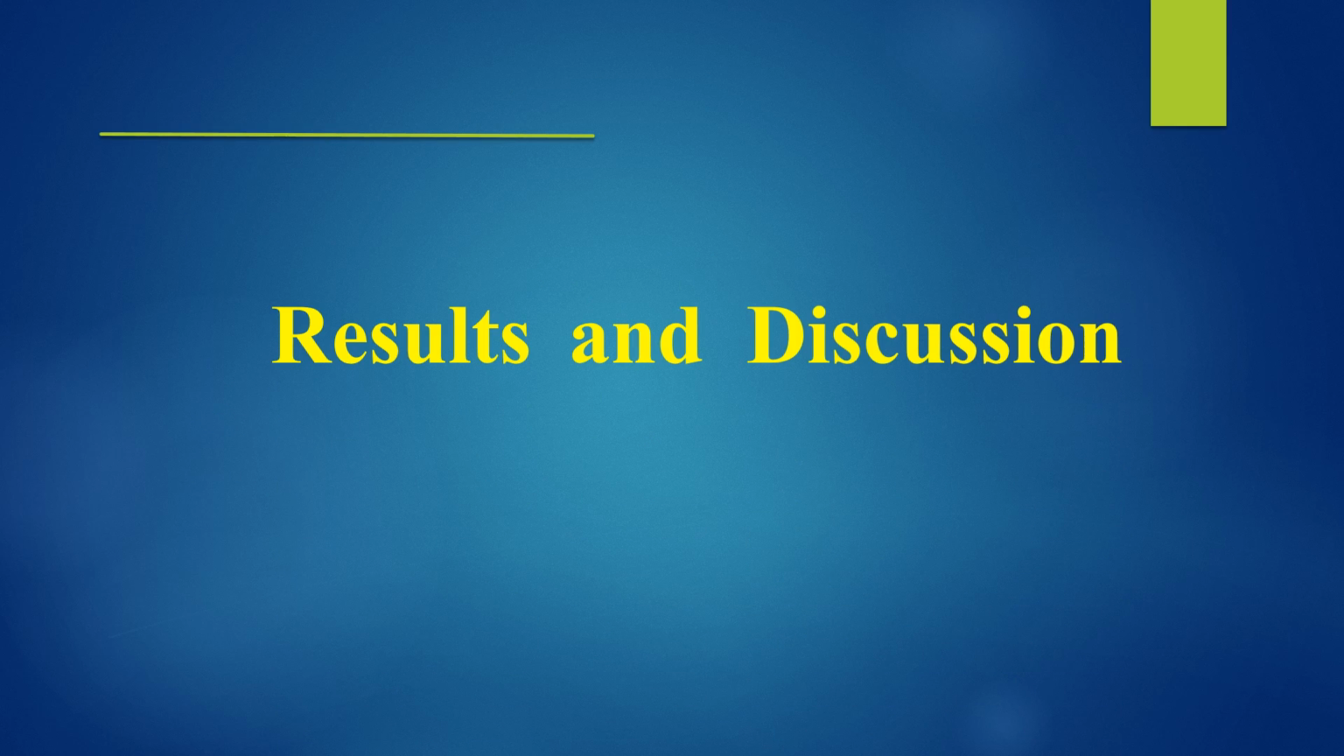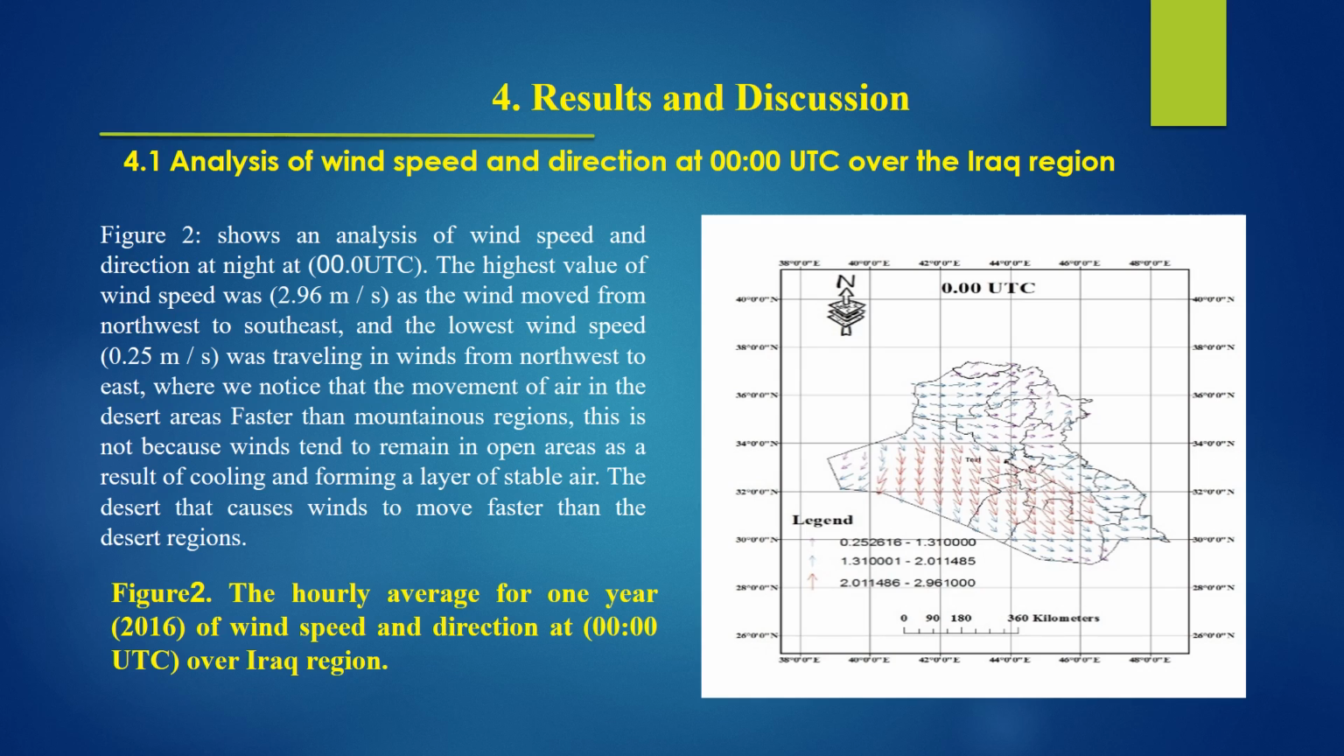Results and discussion. The results are shown in these figures, which show the wind speed and direction every 3 hours along a day. In figure 2, wind speed at 0 o'clock with direction: the highest value was 2.9 meters per second and the lowest about 0.25 meters per second over the Iraq region.